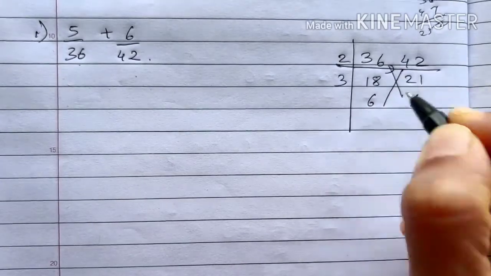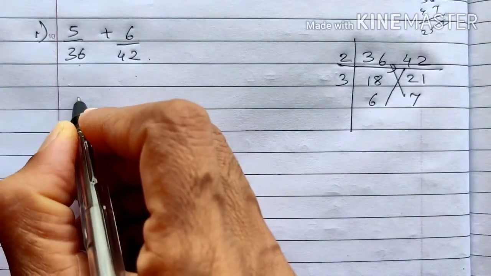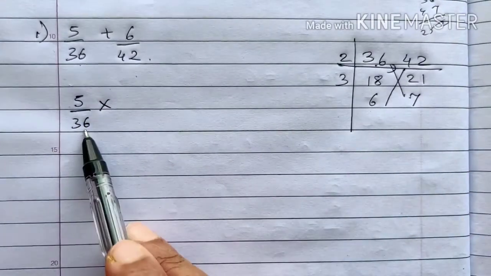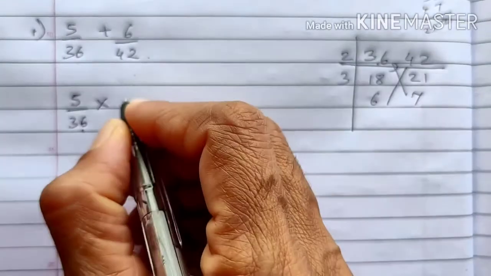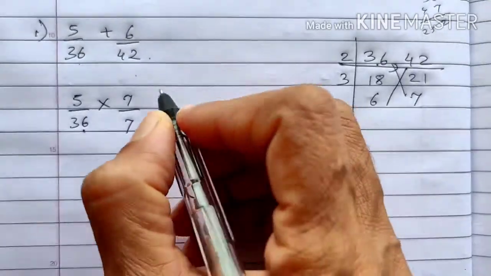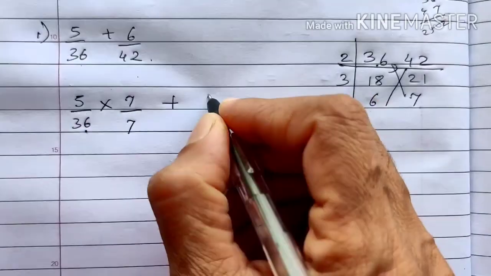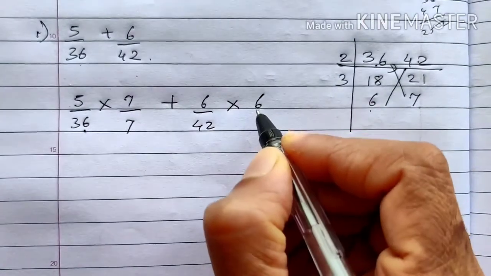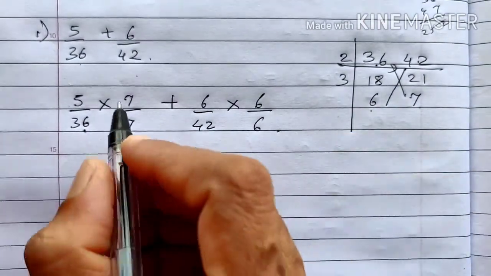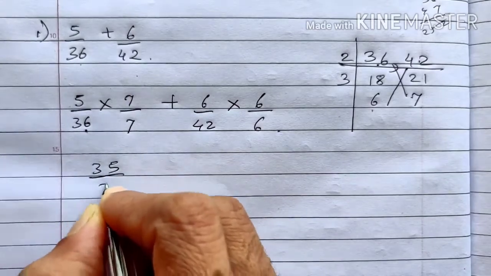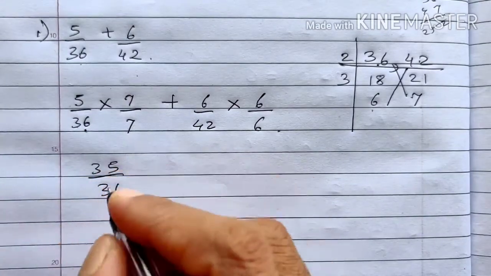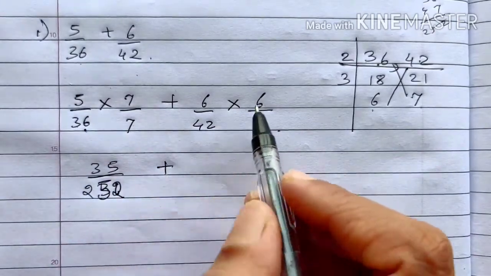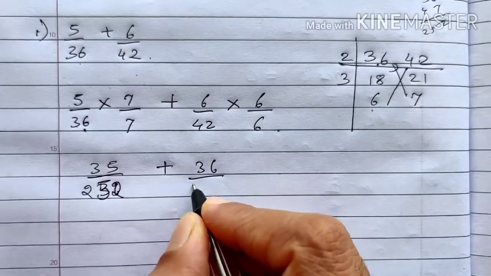So what we'll get here, 5 upon 36 into, now you have to cross multiply. Whenever you have 36, take the opposite, so you have 7, so numerator and denominator multiply by 7, the sign is plus, and then you have 6 upon 42. You have 42 multiplied with 6. So that gives you 7 5s are 35, upon 36 into 7 will give you 252, plus you have 6 6s are 36 upon 252.